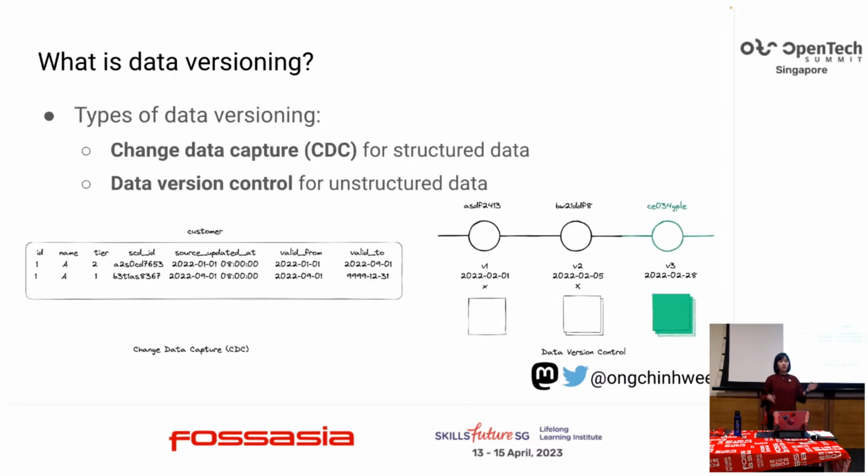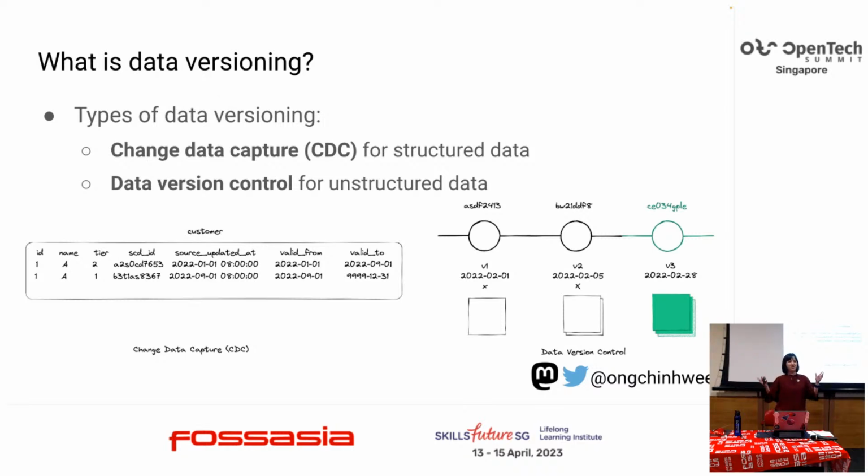So for those who are not very familiar with data versioning, this is what your change data capture and your data version control roughly look like. Change data capture is what we are quite familiar with, the traditional approach of having your timestamps and having your valid from, valid to. And data version control is more like version control for data.